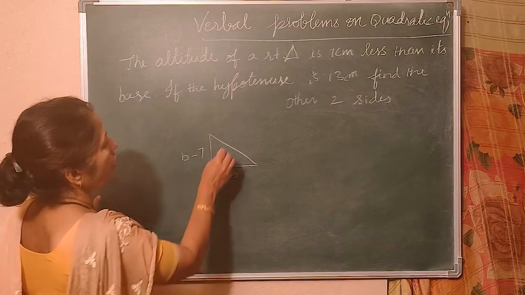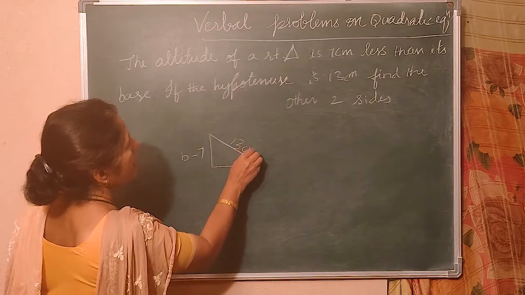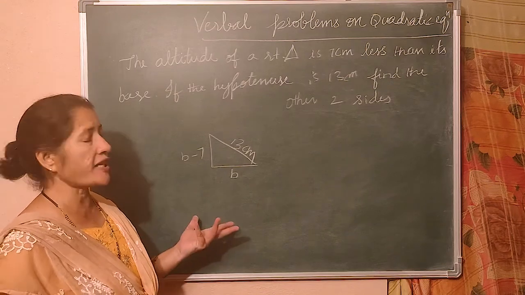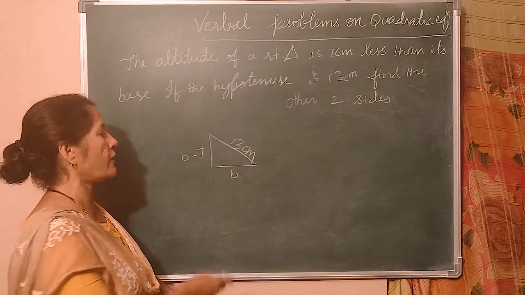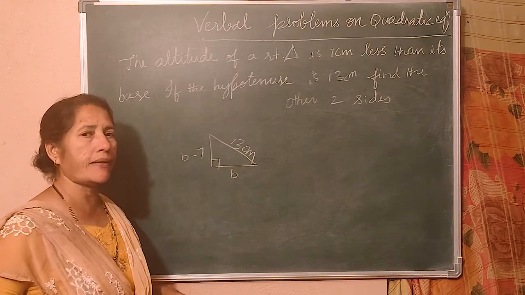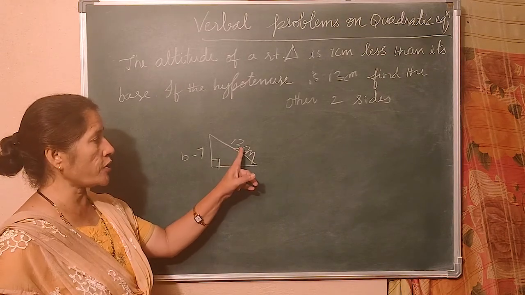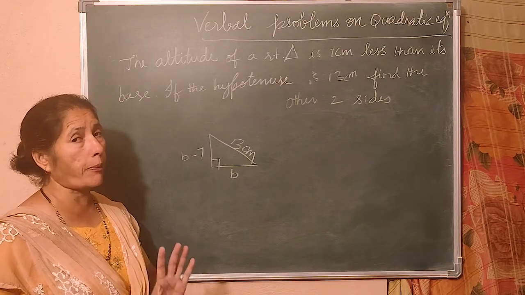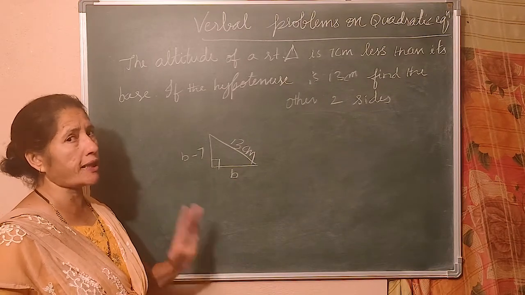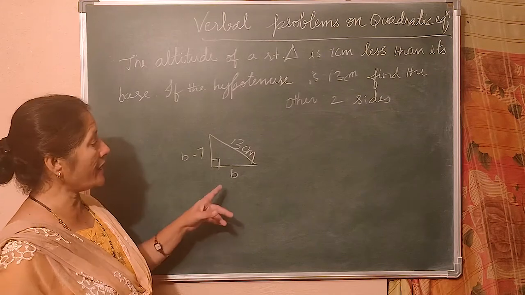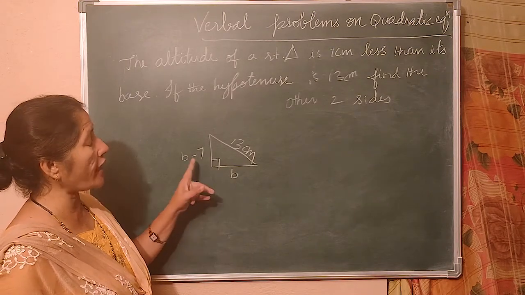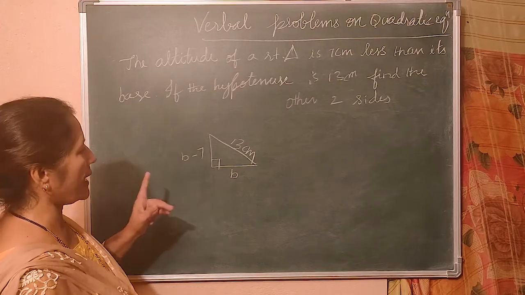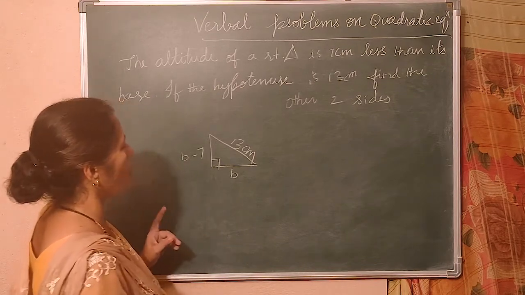If the hypotenuse is 13 centimeter, what are the other two sides? Very, very simple. What is the property of a right angled triangle? The square on the hypotenuse is equal to the sum of the squares of the other two sides. That property you can use to find the other two sides. Let the base be b, so the altitude is b minus 7. Am I right? Yes.